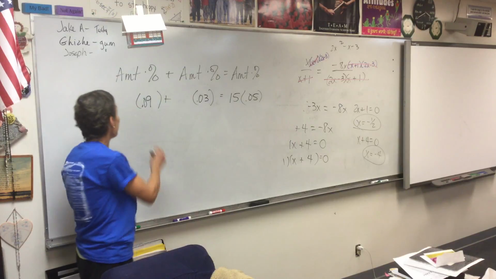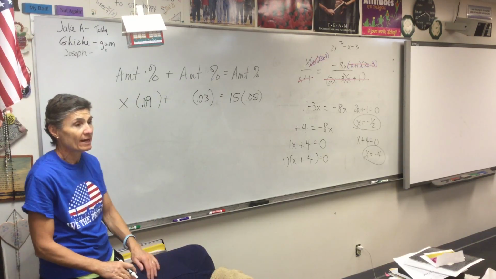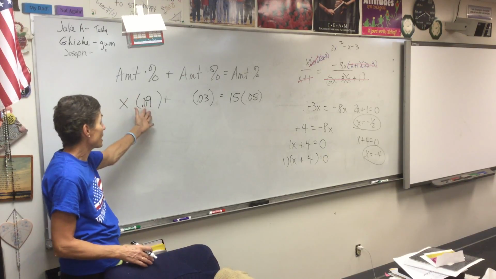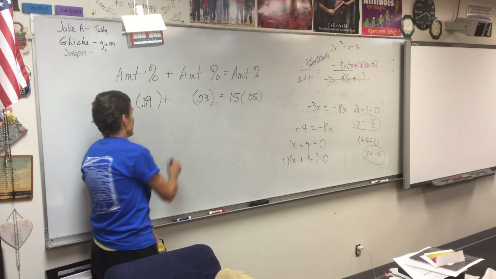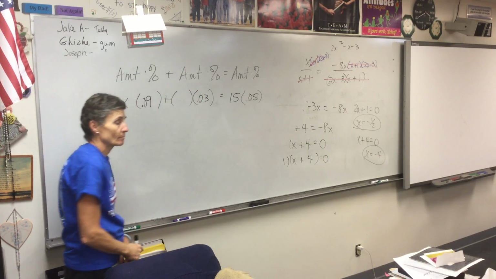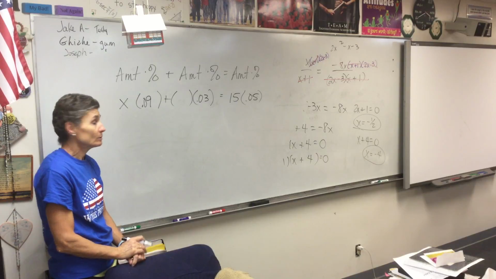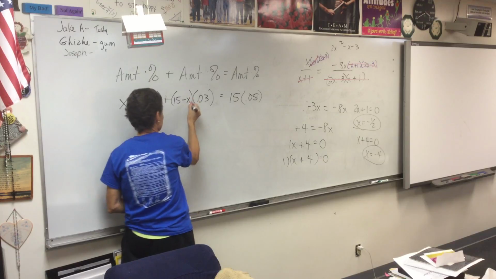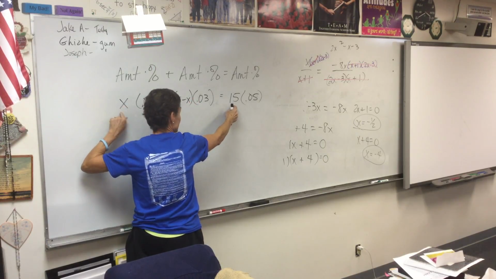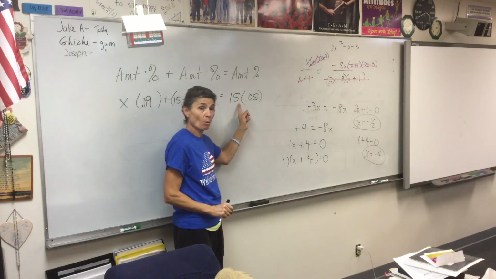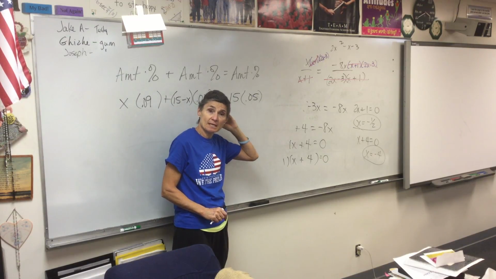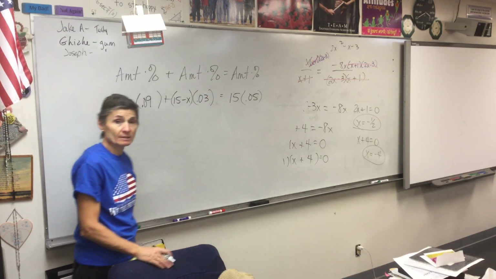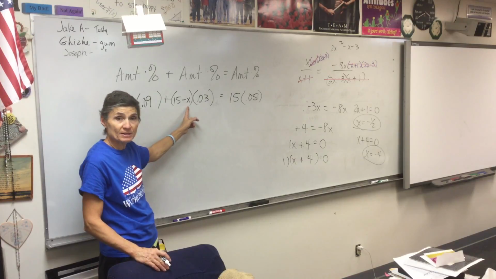Now it says how much 9%. So I'm going to call that X. X is going to be the amount of 9% because it says how much 9%. This is missing. Remember, when that one is missing, it's 15 minus X. If this one were missing, it would be 15 plus X. All together, I have 15 gallons. If I have X here, I have 15 minus X here.